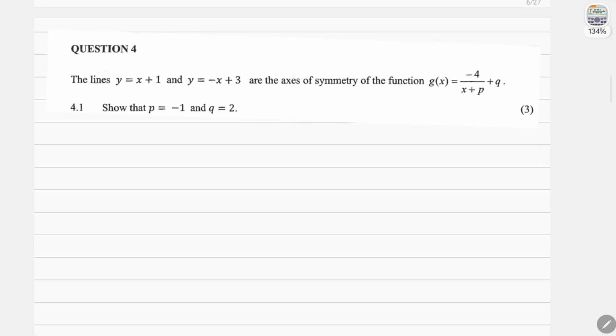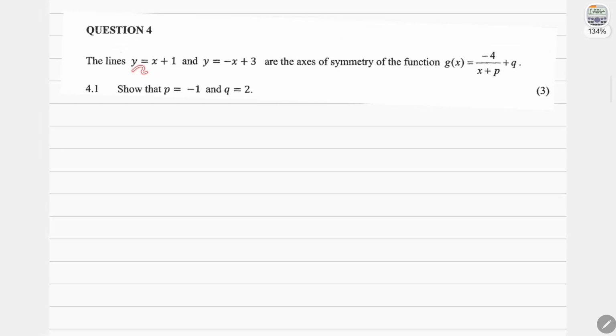Question 4 says, the lines y equals x plus 1 and y equals negative x plus 3 are the axes of symmetry of the function, and this is g of x. Also notice that they have made this value positive, but we know that it's supposed to be x minus p, so just remember what to do with that. And 4.1 says, show that p equals negative 1 and q equals 2.